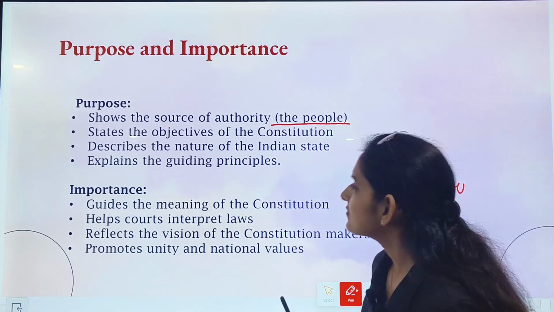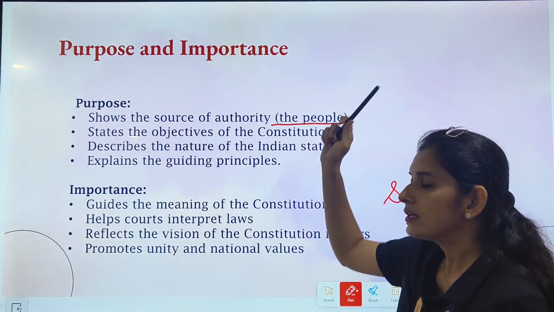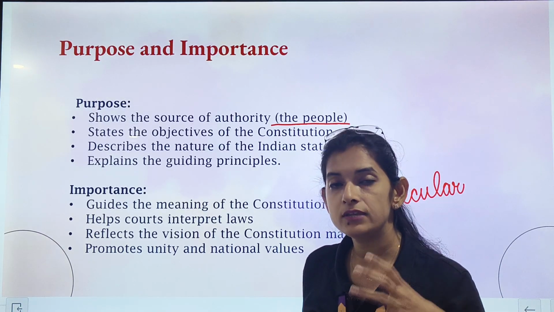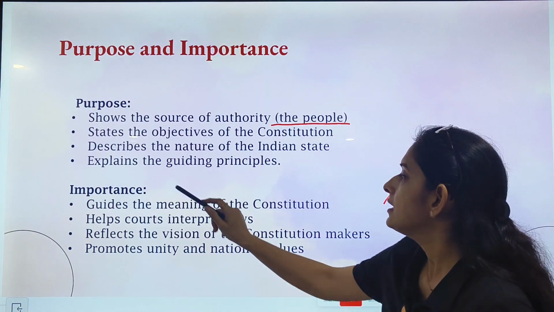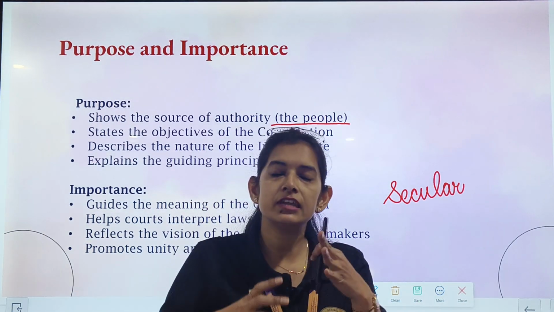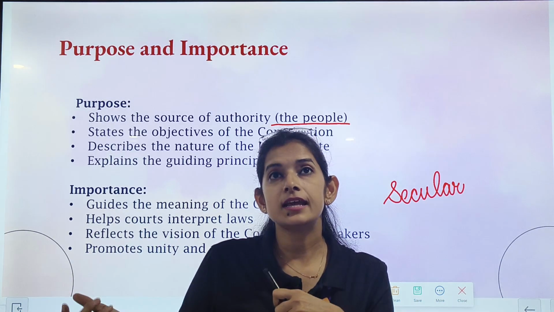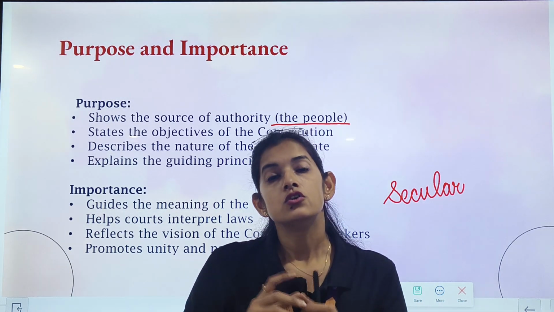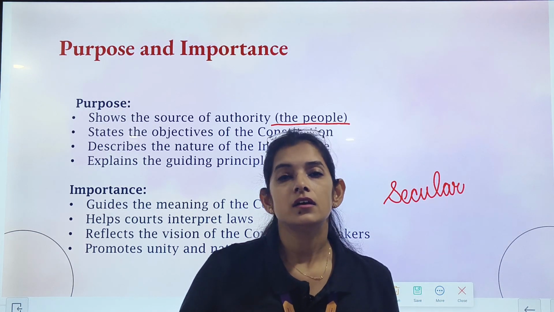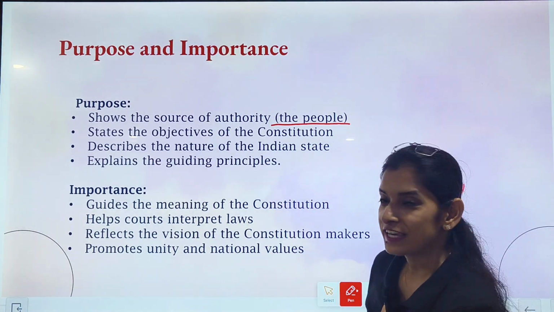Clear, my dear? Next, what is the importance of making the constitution? First of all, the preamble guides the meaning of the constitution. Preamble gives us the guidelines according to which the constitution is to be made. It also helps the court to interpret laws. Interpreting laws means if any law is made which goes against the constitution, then the judiciary can interfere and declare the law null or void. We have already discussed that in the earlier lecture.